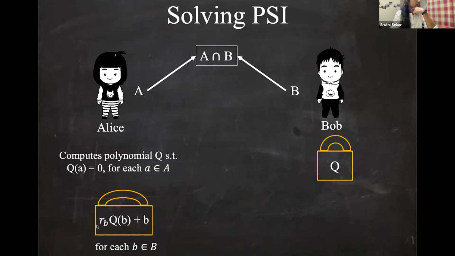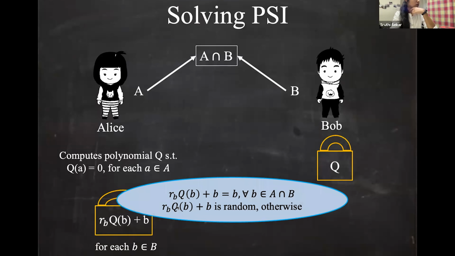But the string itself, she'll always be able to unlock it. The string itself has the property, right? She'll always get RB times QB plus B. But RB times QB plus B itself is random, right? Whenever B is not in the intersection.